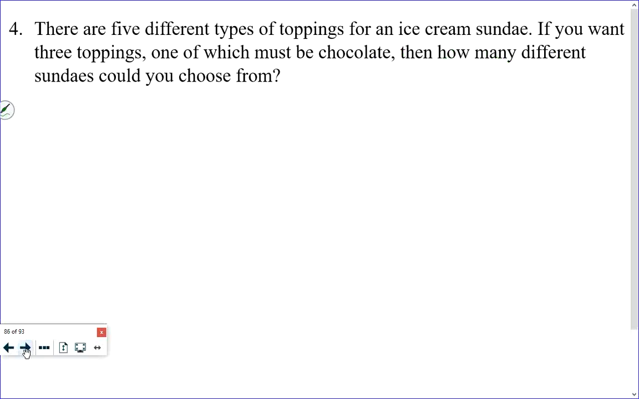5 different types of topping for an ice cream sundae. You want 3 toppings. You're going to choose 3 different toppings, but one has to be chocolate because, right? That's just the way it's going to be. You're not allowed to choose chocolate, chocolate, chocolate. Okay? You have to have 3 different types. So how many different sundaes could you choose from? Well, if you've already chosen chocolate, then there's 4 toppings left and you need to choose 2. 4 choose 2. That's the answer. Which I believe is 6.